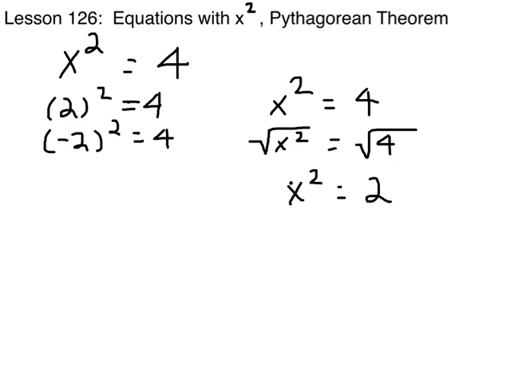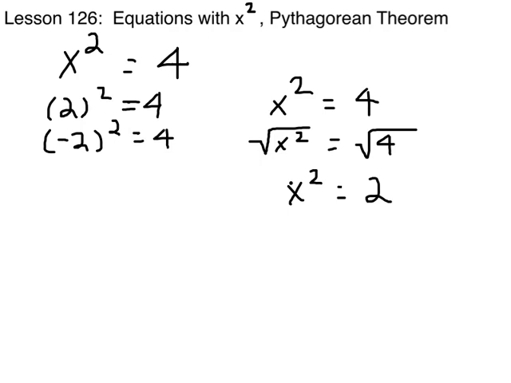This is lesson 126 in Saxon's second edition, Algebra 1/2. And this lesson covers two different topics. The first is equations that have x squared. The second is the beginning lesson on the Pythagorean theorem. Alright, let's start with equations that have x squared.